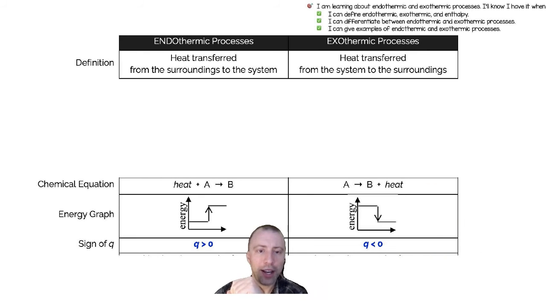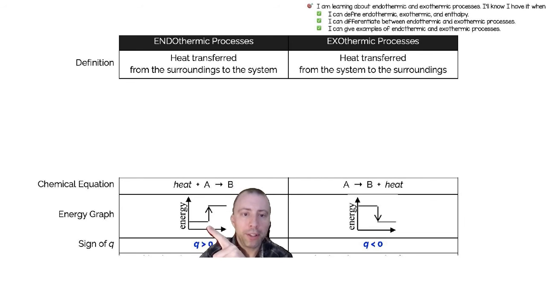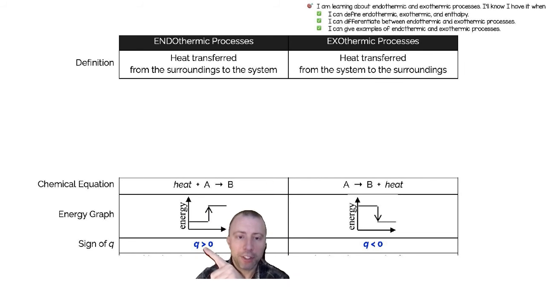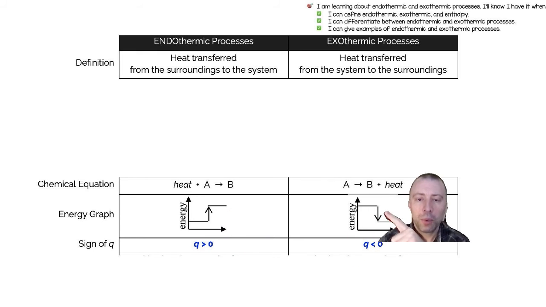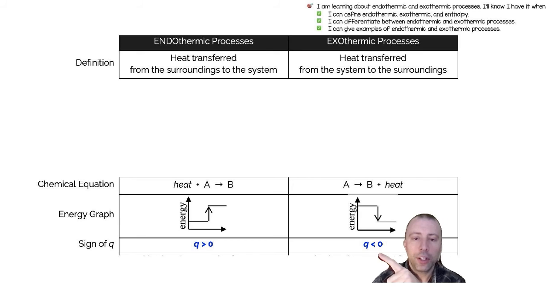And I told you that Q was the abbreviation for heat, whereas T was for temperature. So Q, if you're absorbing heat energy, then it's a positive change, right? So Q would be greater than 0. Whereas if the system is releasing heat energy, then the Q would be negative, Q less than 0.